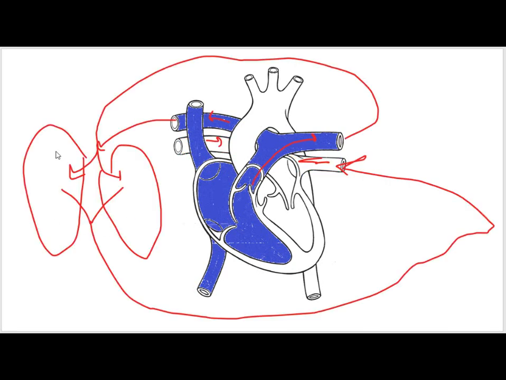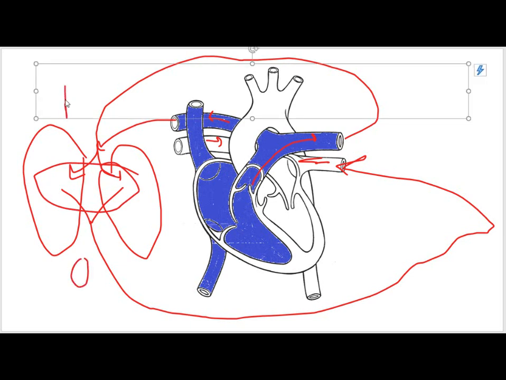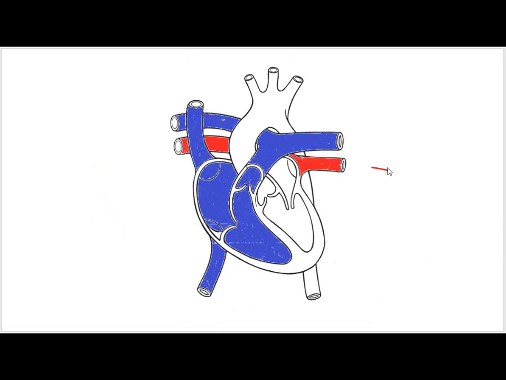So remember, after this gas exchange, the blood became oxygenated. This blood was deoxygenated. So it was deoxygenated blood. Now this blood is oxygenated. This oxygenated blood goes, so right over here, you see this blood is now oxygenated.